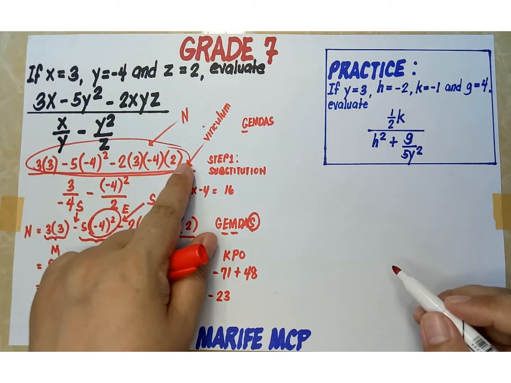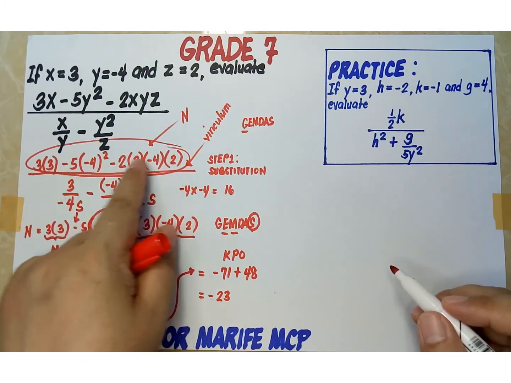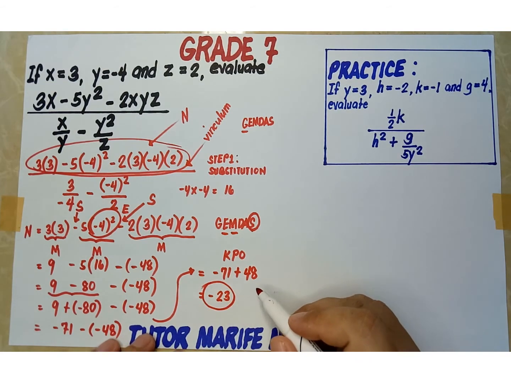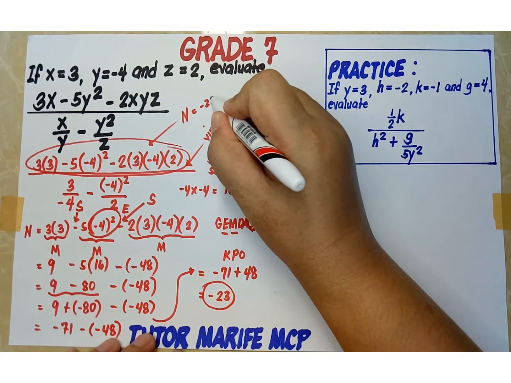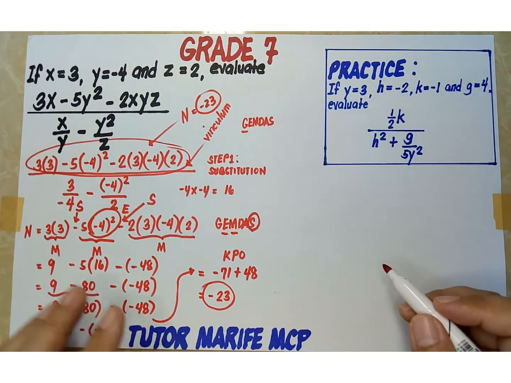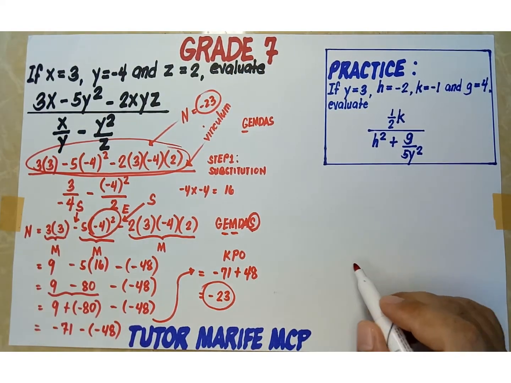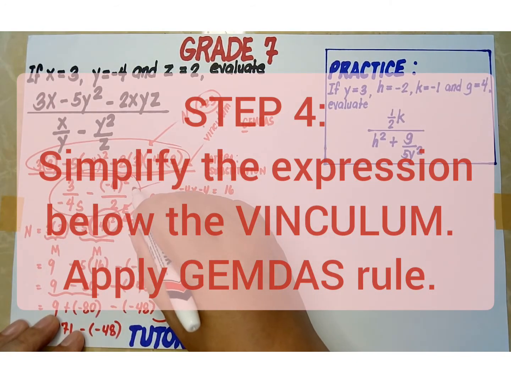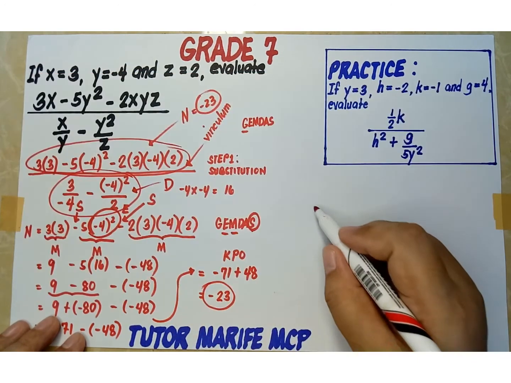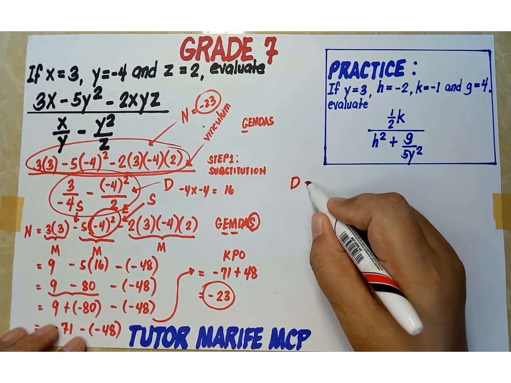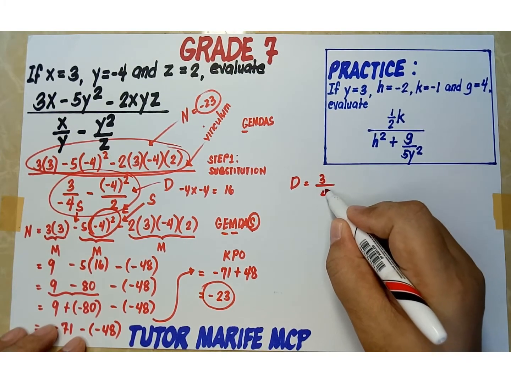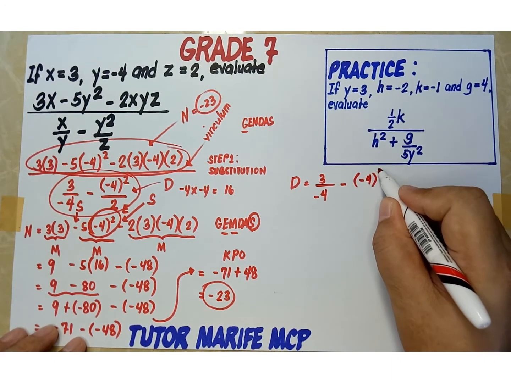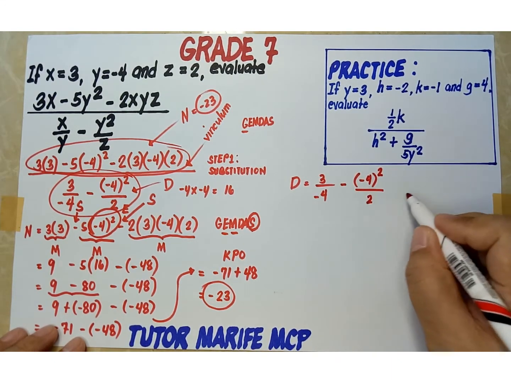So ang simplified form ng expression dito sa numerator natin is negative 23. Okay. Denominator. This is our denominator. Let's call it D for denominator. D equals 3 over negative 4 minus negative 4 squared over 2.